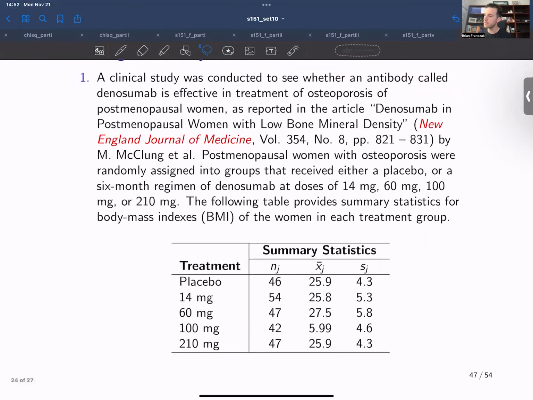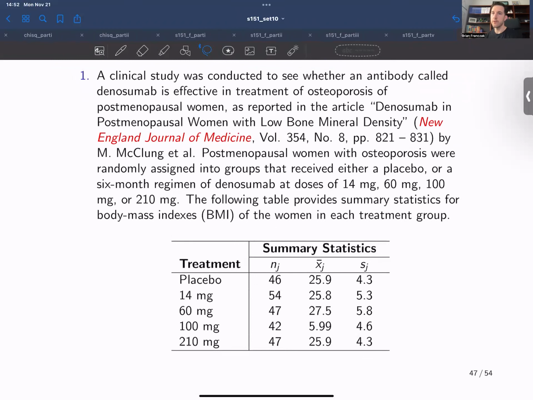All right, so in the illustration, it says, a clinical study was conducted to see whether an antibody called denosumab, we'll call it Deno, is effective in treatment of osteoporosis of postmenopausal women. Okay, so there's an article that gives you more details on where the data came from and more details about the study. In essence, postmenopausal women with osteoporosis were randomly assigned into groups that received either a placebo or 6 month regimens of the drug of interest at 14, 60, 100, or 210 milligram dosages. And then we have a set of summary statistics given below.